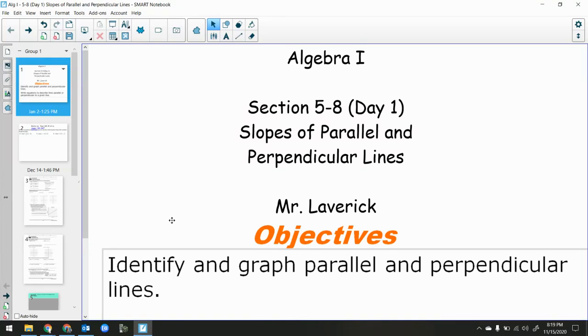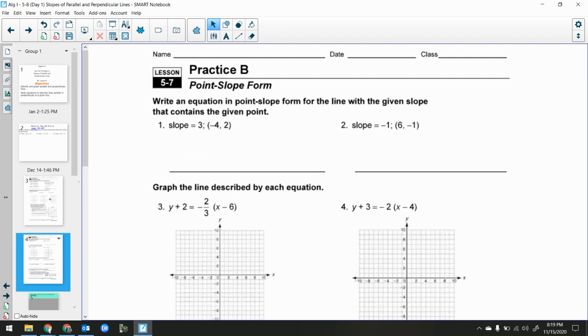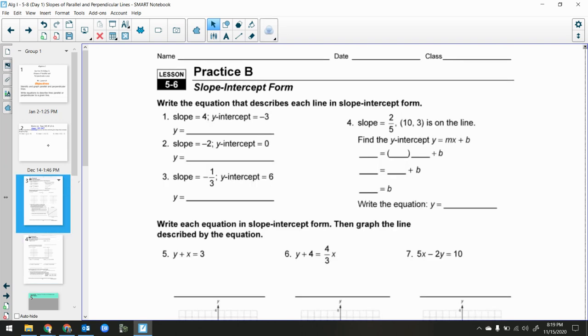So this is a video going over section 5.8, day 1. Just as always, we're going to go through a warm-up. So why don't you get out some paper to do a warm-up on. Make sure that if you have not already done so, please submit the worksheet. Okay, we'll go over that in a second, but make sure you submit that before I go over it.